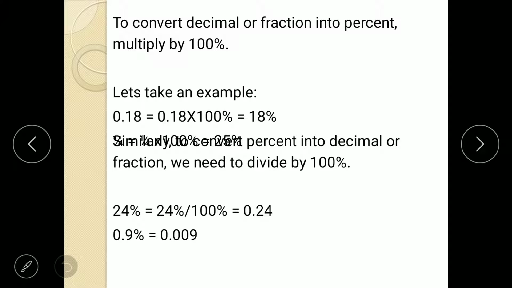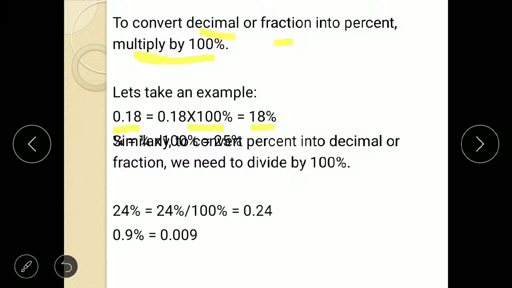Let's now see how to convert decimals or fractions into percent. We multiply by 100%. This is the way we do it. Let's take an example. 0.18: if we need to convert this into percent, what we'll do is multiply by 100%, which gives us 18%. So 0.18 is nothing else but 18%.